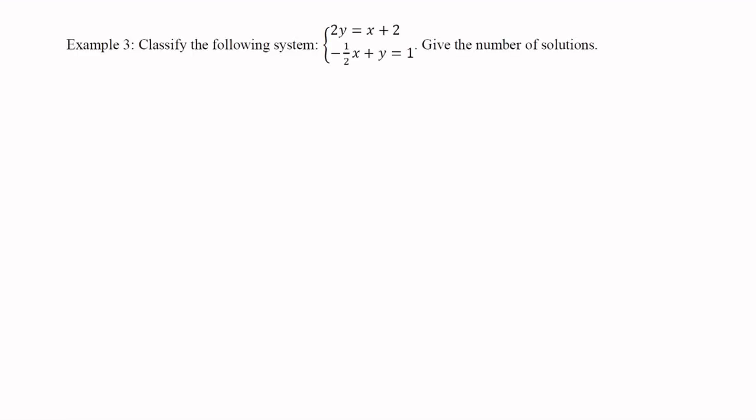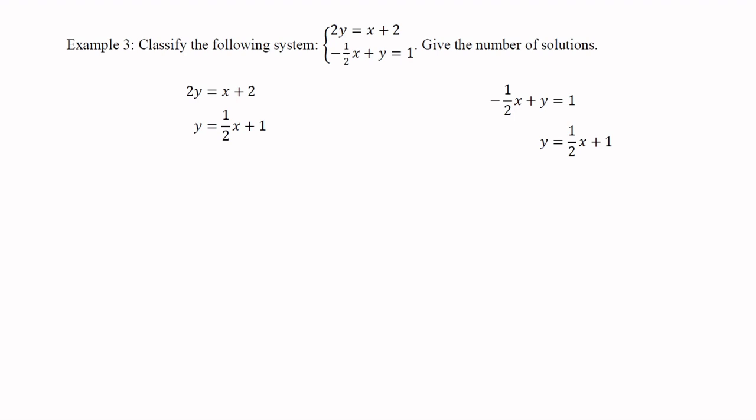So in example 3, let's classify the following system and give the number of solutions. What we're going to do is rewrite both of the equations into slope-intercept form so we can compare the slope and the y-intercepts. For this first equation, all we have to do is divide everything by 2, and we get y equals 1/2 x plus 1. For the second equation, we first have to add 1/2 x to each side. Then here we've already gotten ourselves into slope-intercept form.